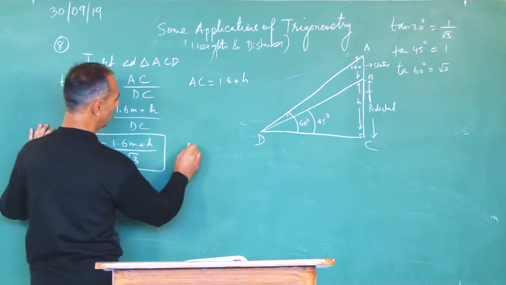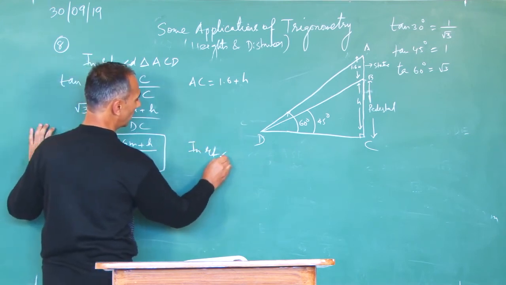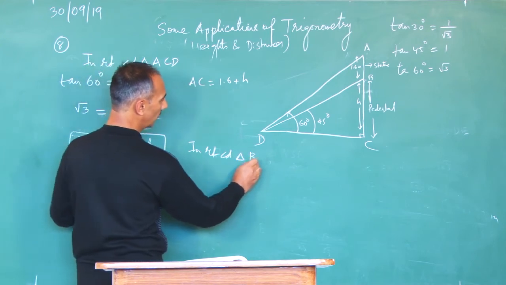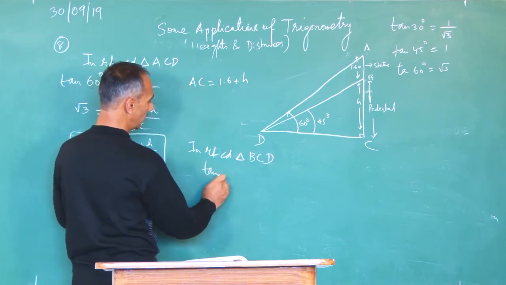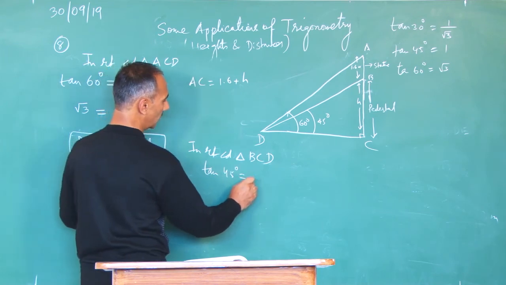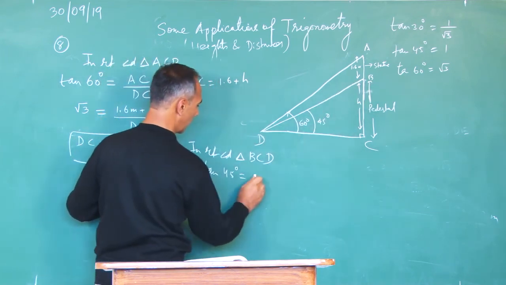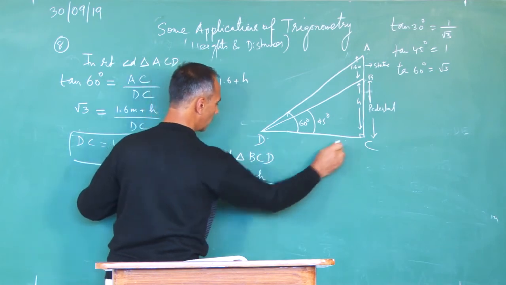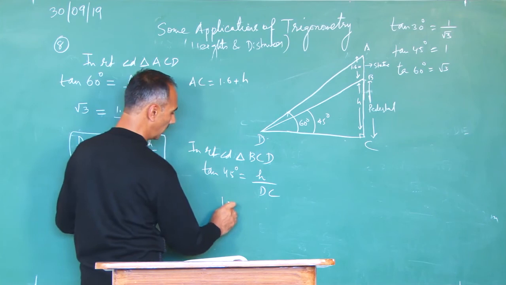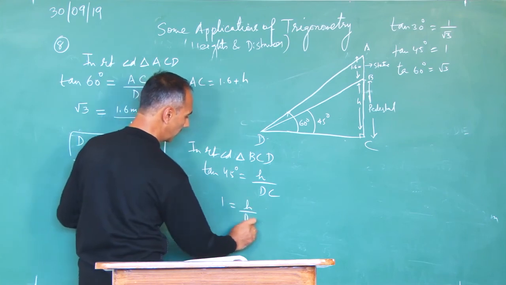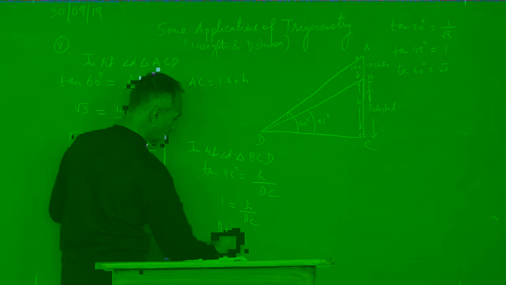Now we'll move on to the other right triangle. In the right angle triangle, the other one is BCD. And you have tan, again, tan of 45 degrees is perpendicular, in this case H, upon base, which is DC. But tan 45, as you remember, is 1, so 1 is H upon DC, that means DC is H.